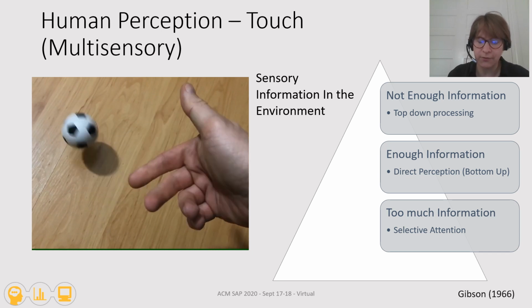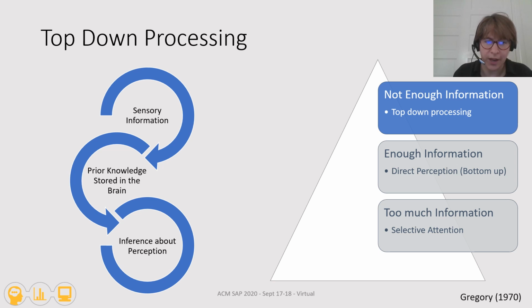In general, if we are thinking about all the sensory information in the environment, we can have enough information, not enough information, or even too much information. So our brain will also discard information that seems redundant. Therefore, once we have all this sensory information, especially in cases where there is not enough information, which in haptics is very frequent because it's very hard to simulate every single property of the objects or the hand, we will, of course, rely on our prior knowledge stored in the brain to infer our perception.